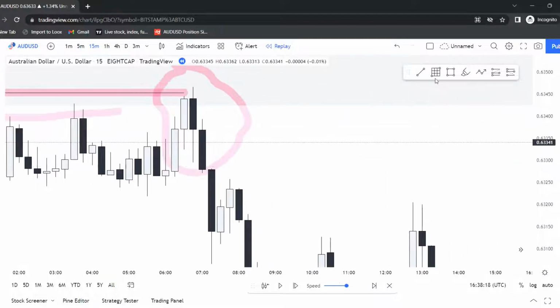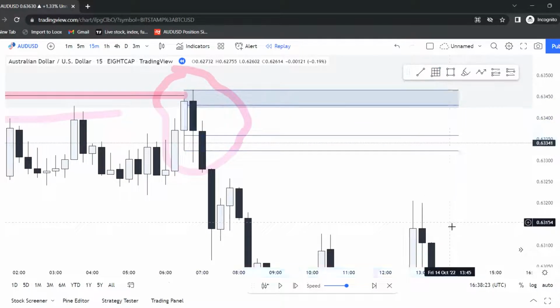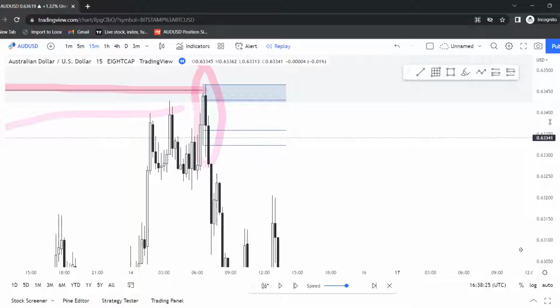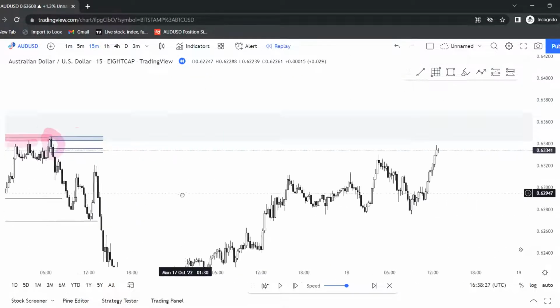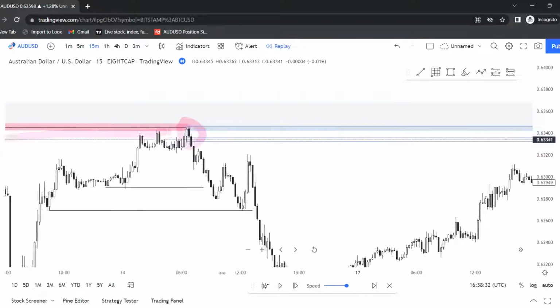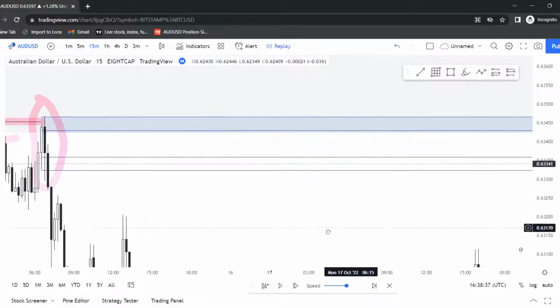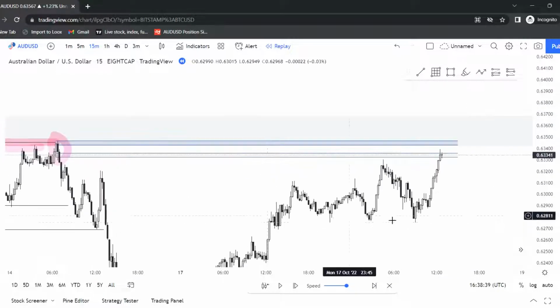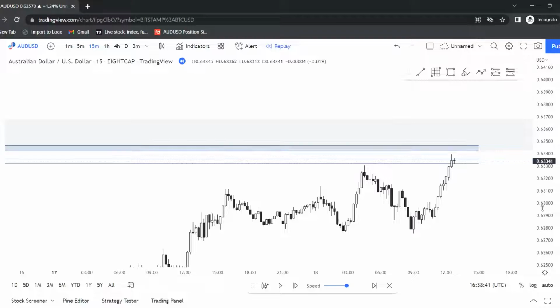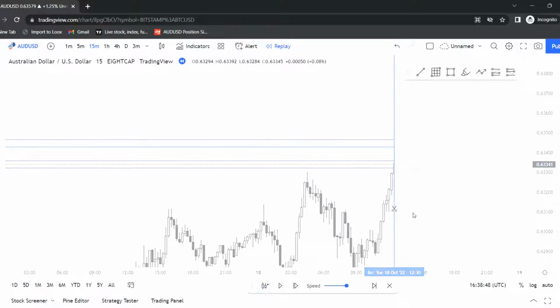Now I'm going to mark this zone right over here, this last supply zone, this 15-minute supply zone through which I took the trade. If I could just go back and refine it a little, and I feel like, yeah, it's okay, it works. So if I could just go back a little before it actually approached that zone.